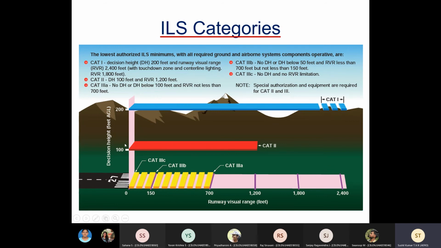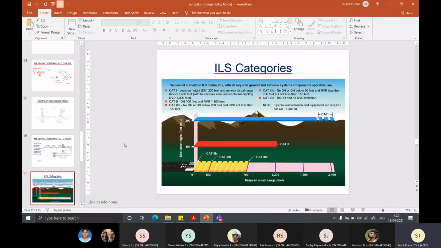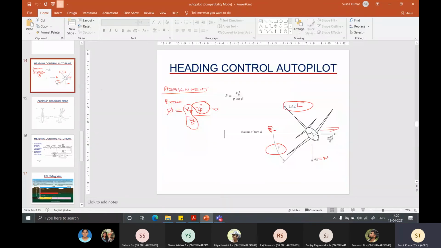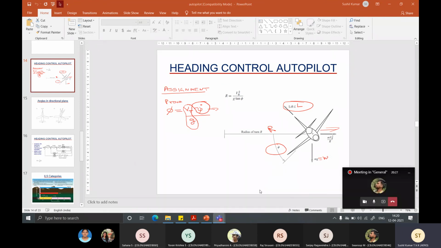So next class we'll start with the ILS autopilot. But before that, Sandhita, you'll have to give me the derivation. Yes, sir. You'll have to derive this. Okay. I think we'll keep it short. So we'll end the class today, and we'll start with ILS autopilots in the next class. Thanks everyone.